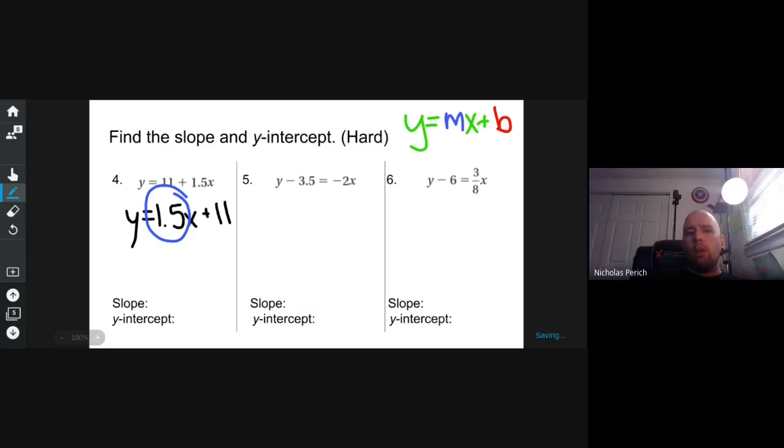So the number in front of x is the slope. Now 1.5, if I were to turn that into a fraction, would be 3 over 2. So I'm actually going to put 3 over 2 for my slope instead of 1.5 because why not? Why the heck not? Is y all by itself? Yup. Then the number floating around all by itself, positive 11, is the y-intercept. It's me giving you a thumbs up.